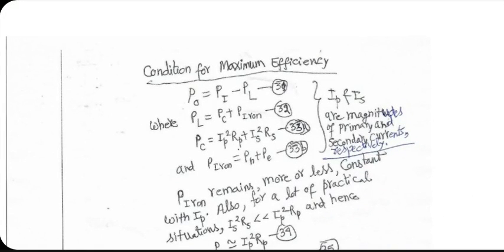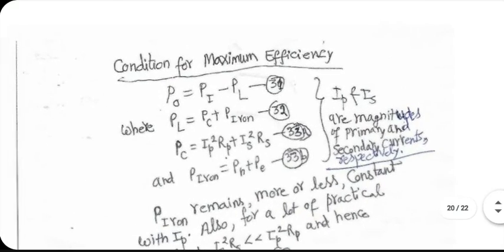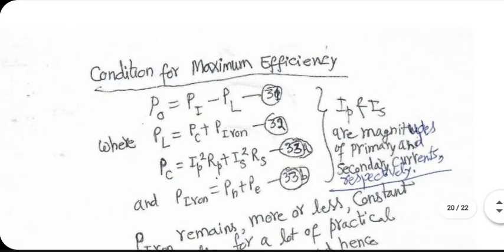Now there's a theoretical condition for maximizing the efficiency of a transformer. It's a very approximate result, but worth going through. Let's look at the derivation. You know that the output power is input power minus loss power. PO is PI minus PL. Simple, right?